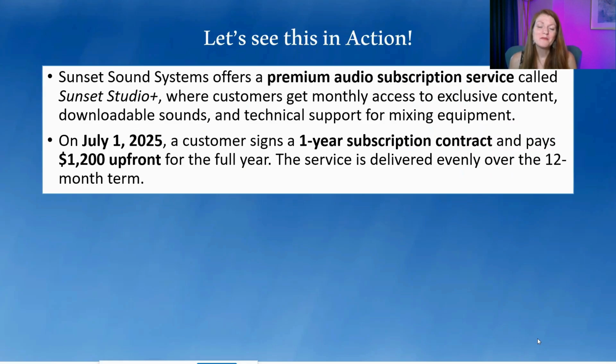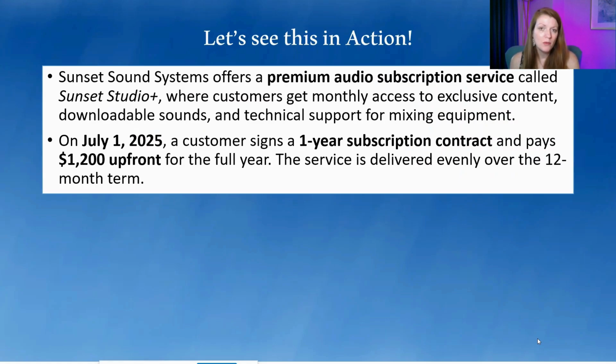So they offer a premium audio subscription service called Sunset Studio Plus, where customers get monthly access to exclusive content, downloadable sounds, and technical support for mixing equipment. On July 1st, a customer signs a 1-year subscription contract and pays $1,200 upfront for the full year. The service is delivered evenly over a 12-month term. Made the numbers nice and easy for us here.